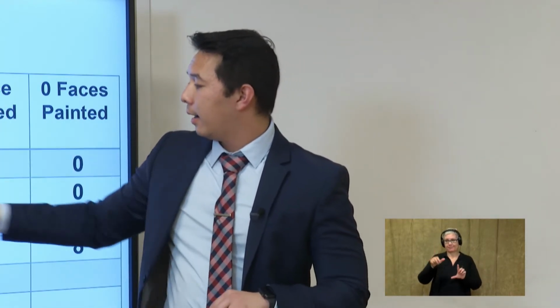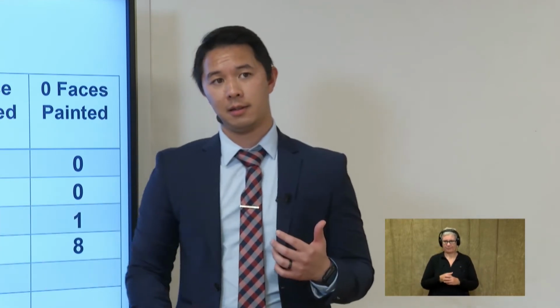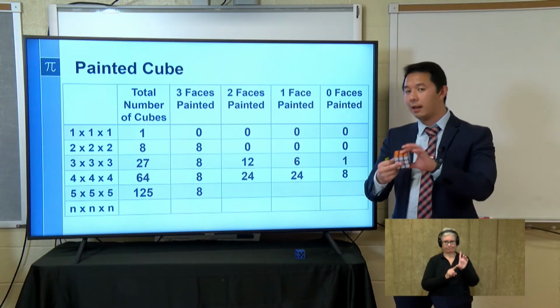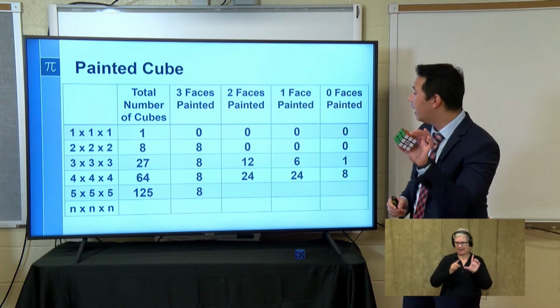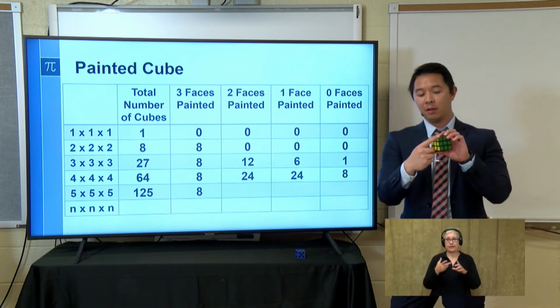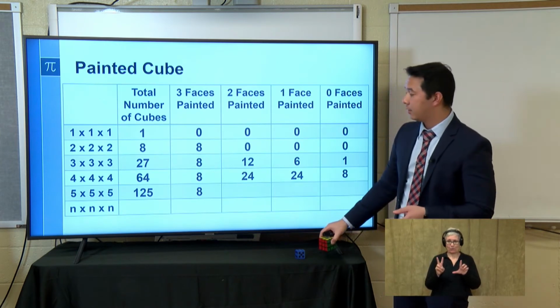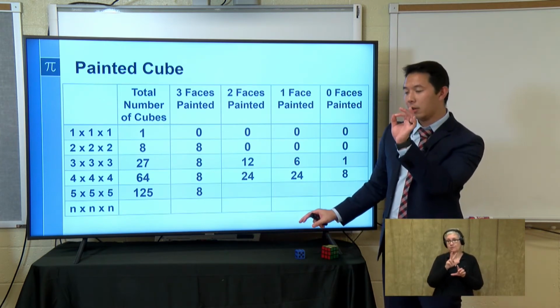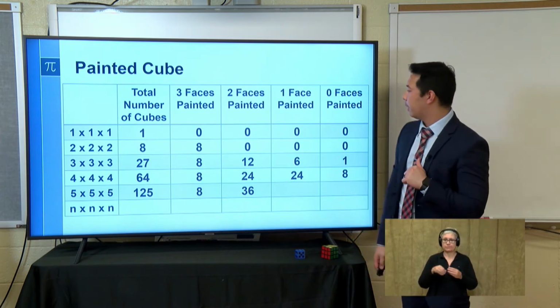When I'm looking at just 2 faces painted, recall that these were along the edges. And if I'm looking at a cube, we have 12 of these edges. And so if I've got these 12 edges and I'm taking away the 2 corners on a 5 by 5 by 5, 5 subtract 2 gives us 3. So 3 cubes along these 12 edges, I've got 36 total cubes that have 2 faces painted.